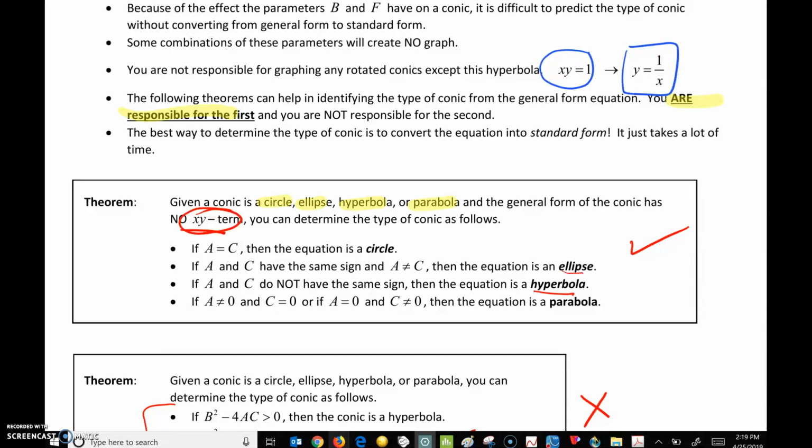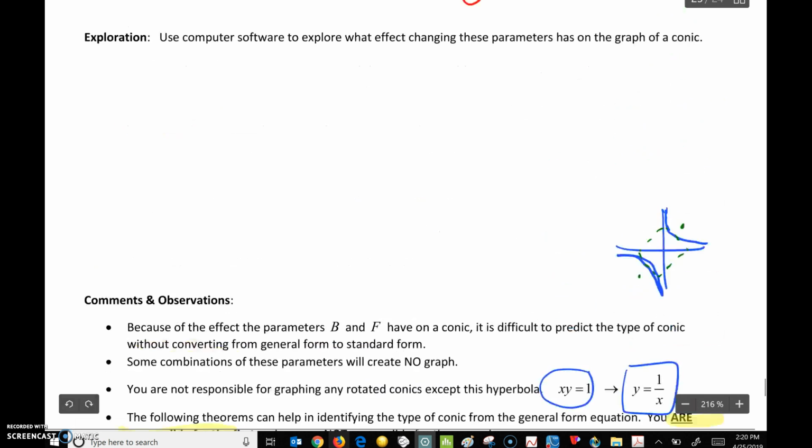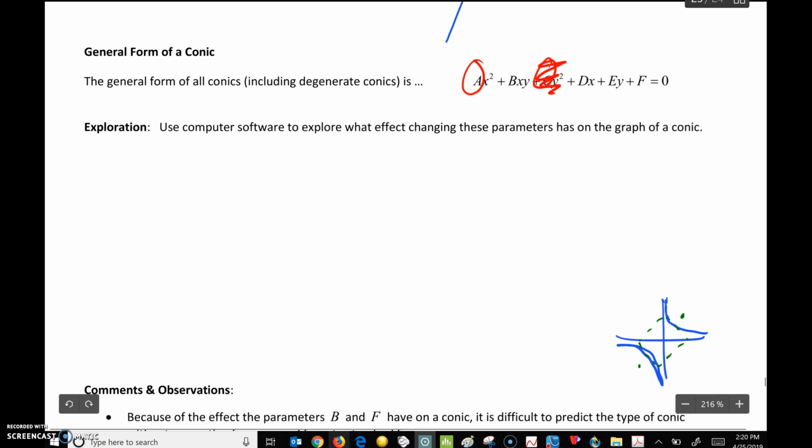I think all of these are under the assumption that A and C are not 0. So they can't both be 0. If they're both 0, then it throws everything off. And then the last one is if A does not equal 0 and C does, or if A equals 0 and C doesn't, then it's a parabola. Basically, if there is no x squared term, then you just have a y equals x squared parabola. If there's no x squared and there's only a y squared, then you have a parabola.